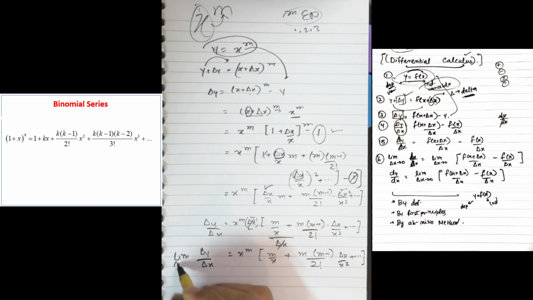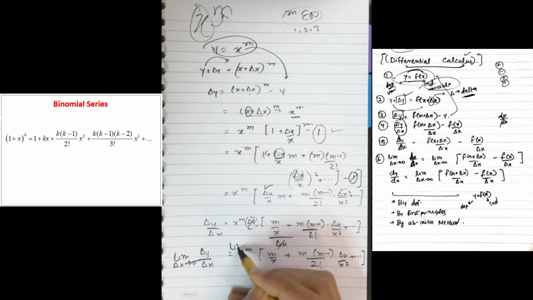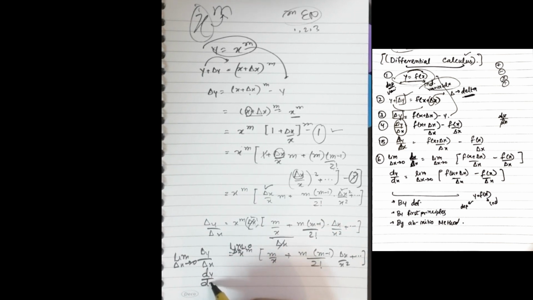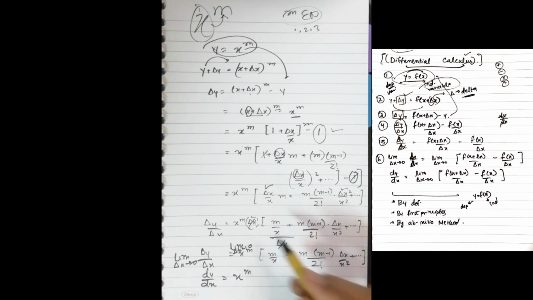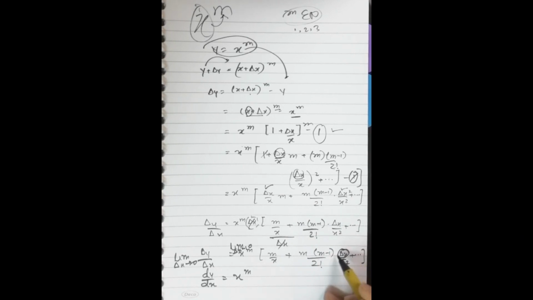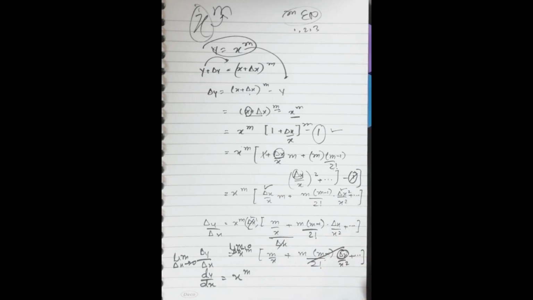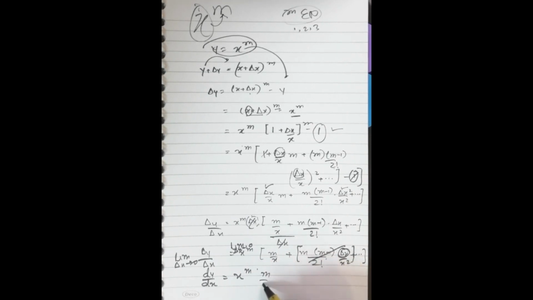So limit delta x approaches 0, and there's also a limit on the left, dy divided by dx, and x power m is remaining. Wherever there's a delta x inside this equation, you can simply put a 0 there. There's only one delta x present in this entire equation, and that is over here. If we put a 0 here, this whole term is cancelled because 0 is being multiplied by everything present here, so this term becomes 0. So we are getting m divided by x. This is the final derivative, m x power m divided by x.